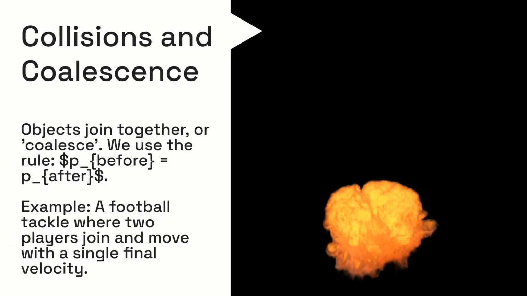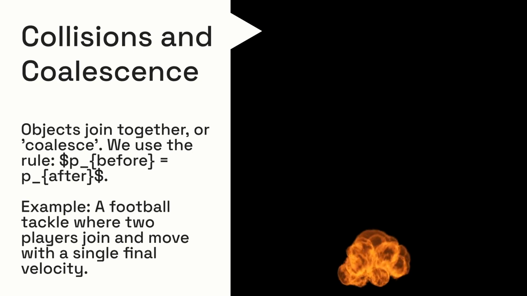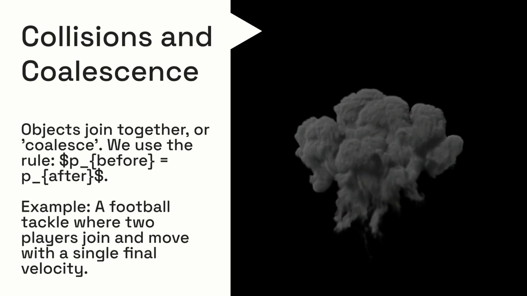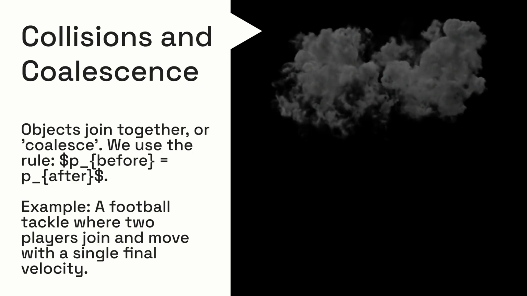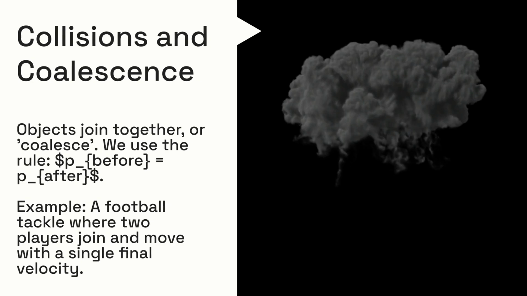In many collisions, objects join together, or, quote, coalesce. If a defender tackles a stationary player, we add their masses together to find their final velocity. By conserving momentum, we find they both move with a shared velocity.